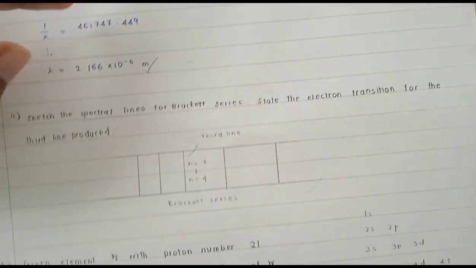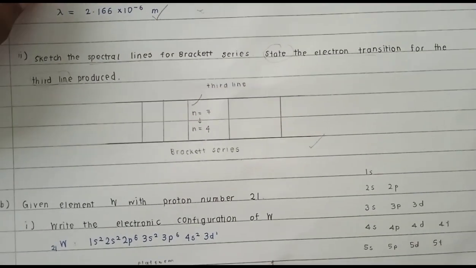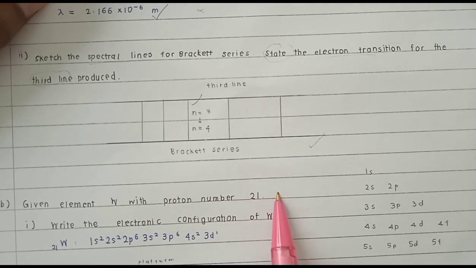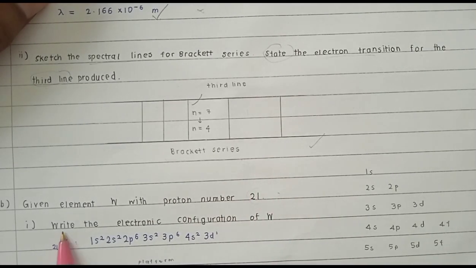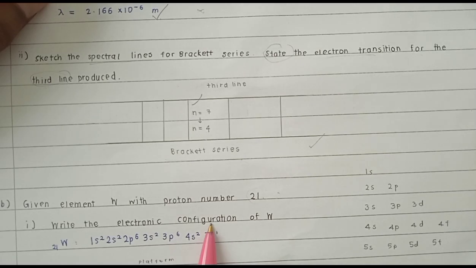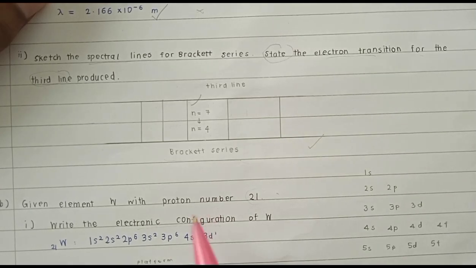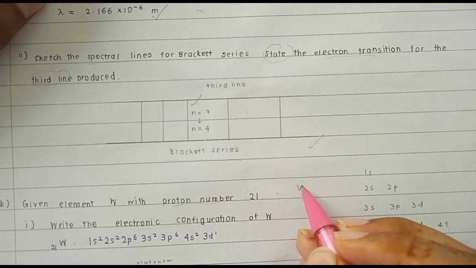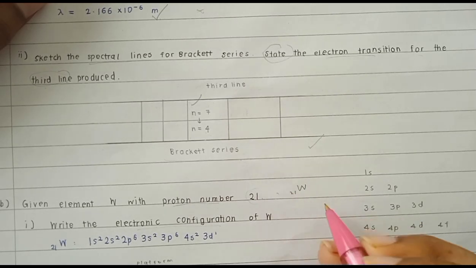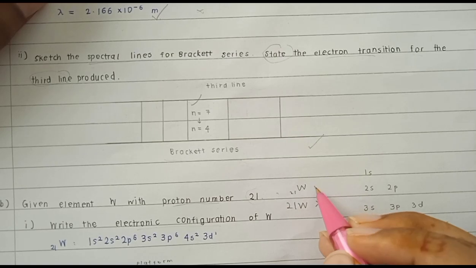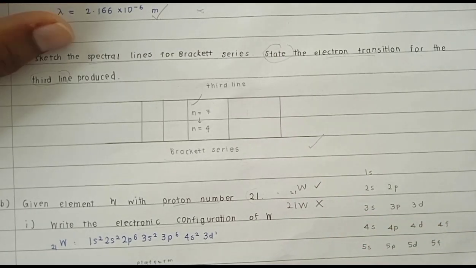That's all. For the next question, the question gives us that element W has proton number 21, and wants us to write the electronic configuration of W. First of all, to write the electronic configuration, we have to know the proton number, which is given. When you write, make sure to write it as V with the 21 smaller, not like this. This is totally wrong. This is correct.